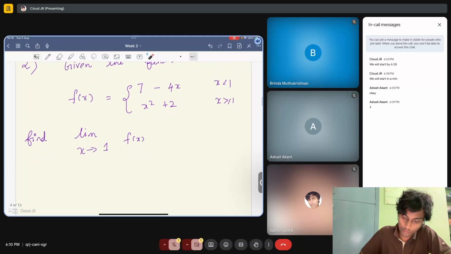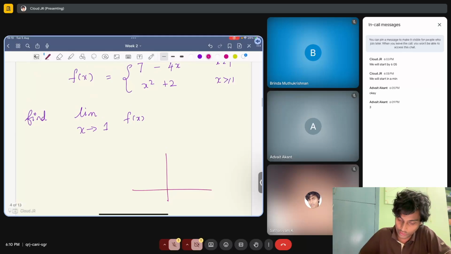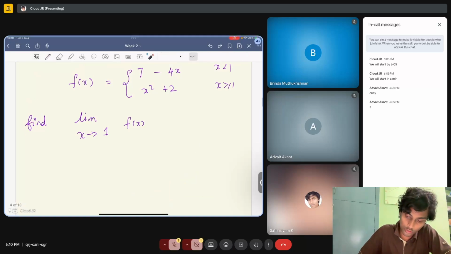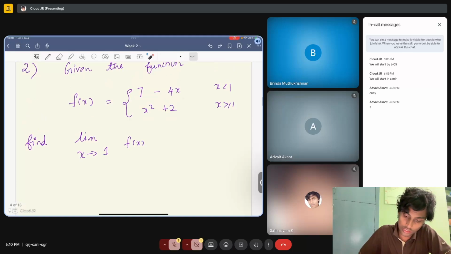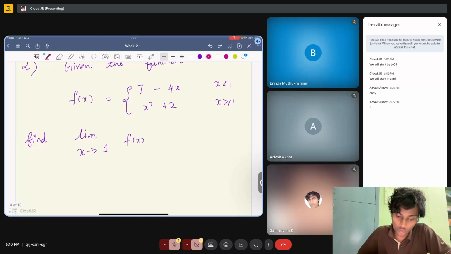Here you have a function which, if you draw it, has two different pieces. From here it is like a parabola, something like this, but on this side it's a straight line. I don't know which direction the straight line looks like, one has to see it, but it's basically two different functions. At the point 1, they are kind of the same. So when you have a function like that, you have to find both the right hand limit as well as the left hand limit.